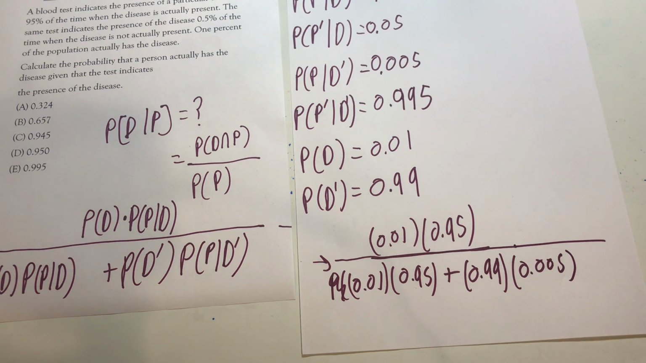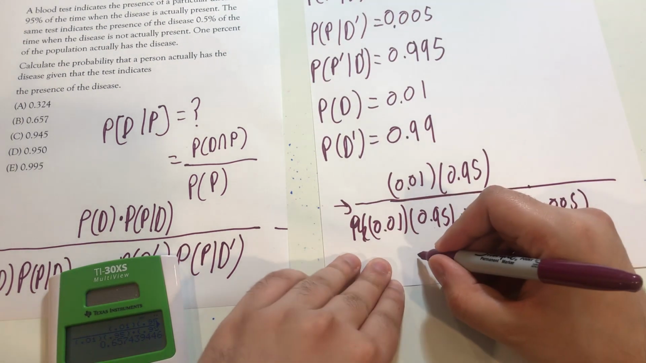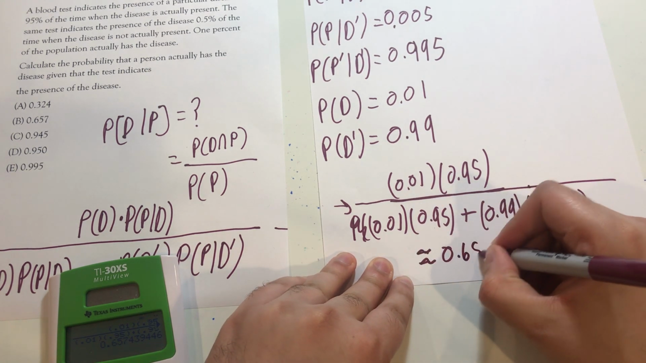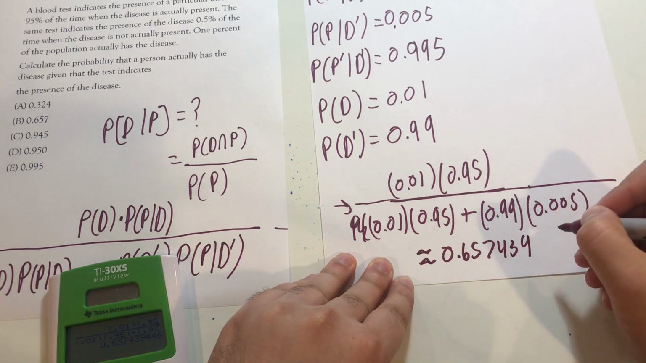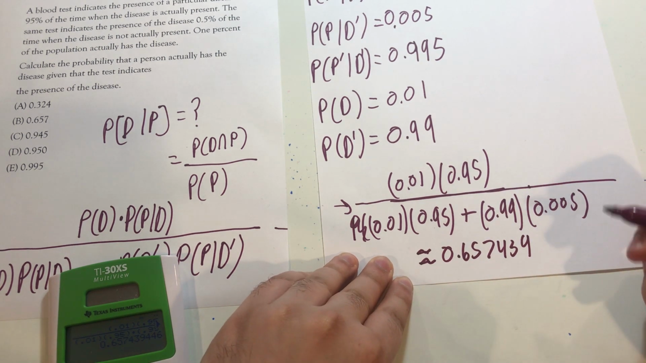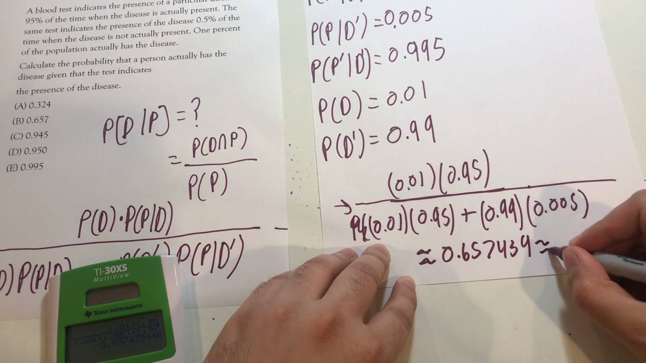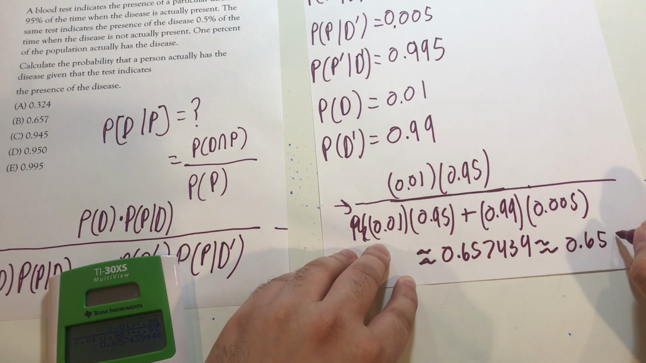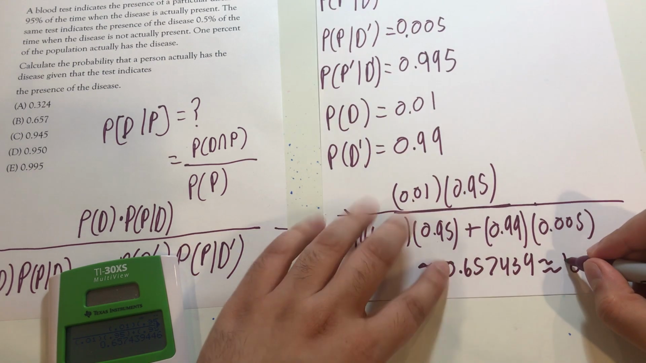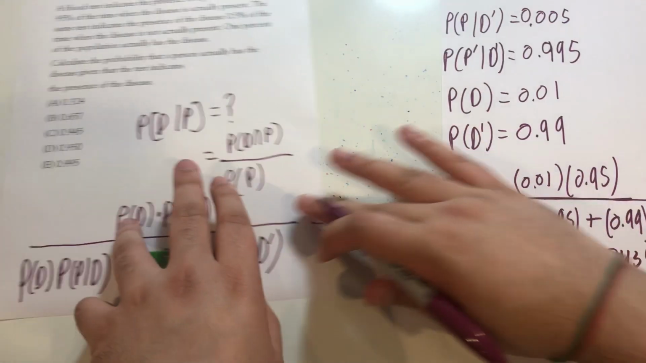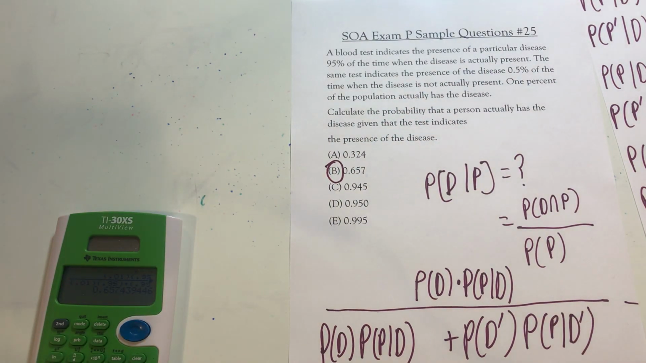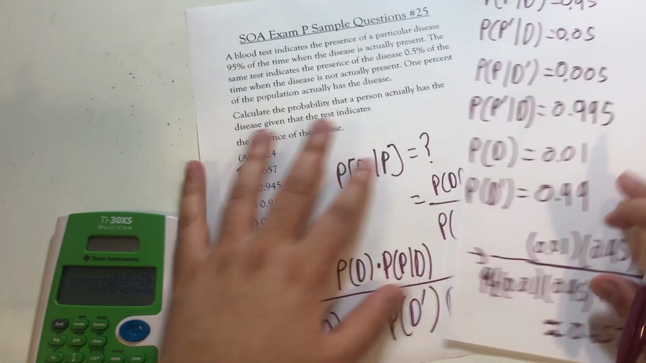And that gets me a final answer of approximately 0.657439. And since the answer choice is round to 3 decimal places, I'll just write that as 0.657. Which would be answer choice B.